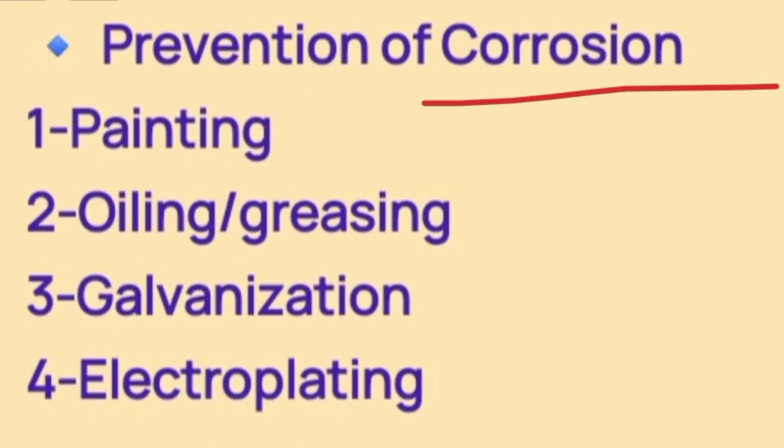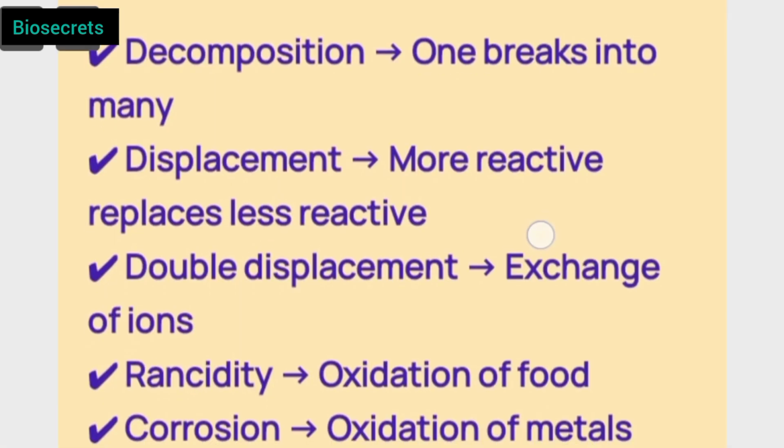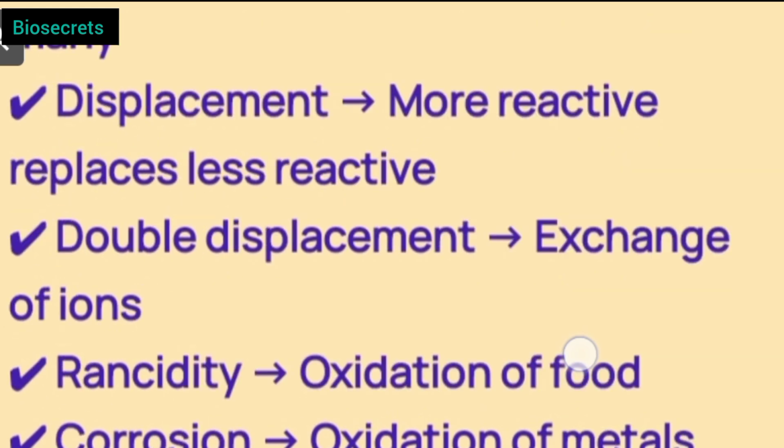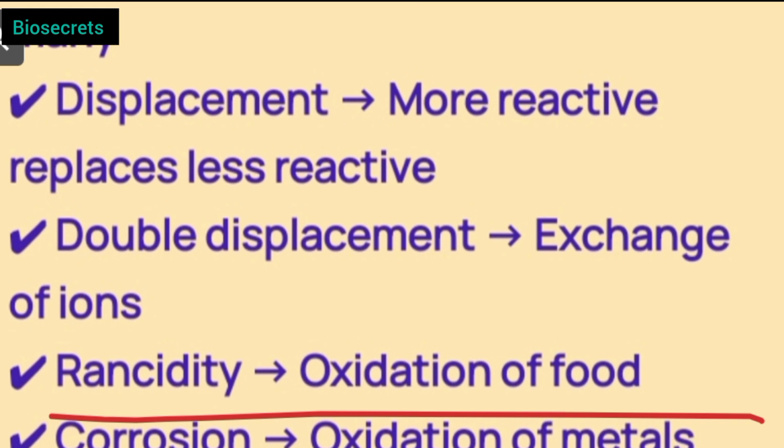Now what are the prevention of corrosion? Number one is painting. Second is oiling and greasing. Third is galvanization. And fourth is electroplating. Now see important points. Decomposition is one breaks into many. Displacement is more reactive metal replaces less reactive metal. Number three is double displacement. Exchange of ions takes place here. Rancidity is oxidation of food. Corrosion is oxidation of metal.